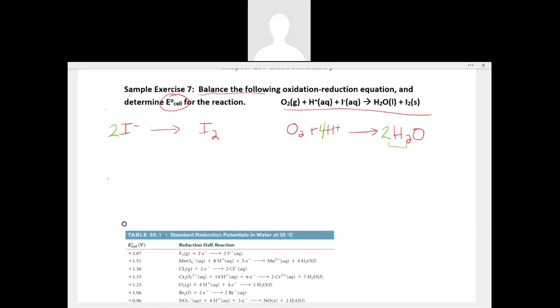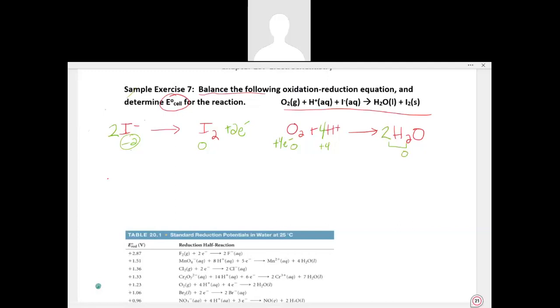Let's go back and figure out our charge. Over here, each of these iodines contributes -1, so net we have -2, and then here we have 0. So I'm going to have to add 2 electrons to this side to balance out the charge. Then over here I have O2, 0. This is +4. And then over here I have 0. So I'm going to have to add 4 electrons over here to equal out my charge.